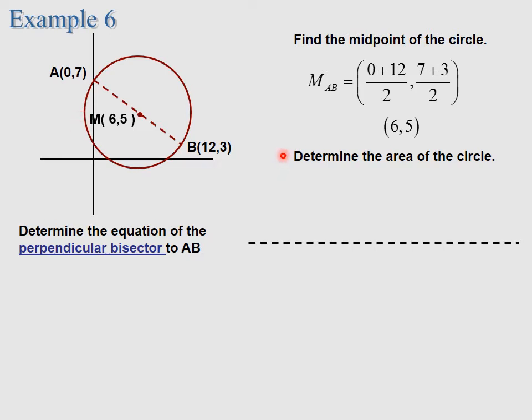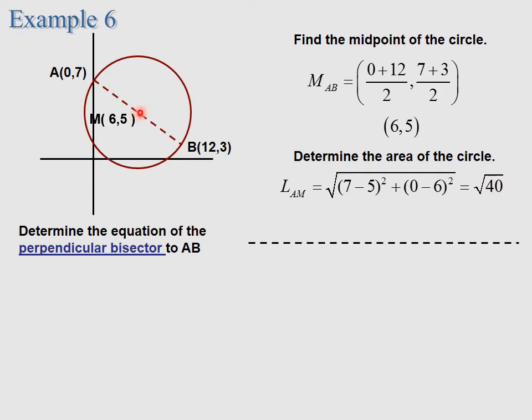Now we're going to determine the area of a circle. And recall that the area of a circle is pi r squared. So we know pi, we just don't know r. We need a radius. And a radius would be the length from here to here or from here to here. And we do have a formula for length that we learned the other day. So let's use AM and find the length of this, and that'll give us our radius.